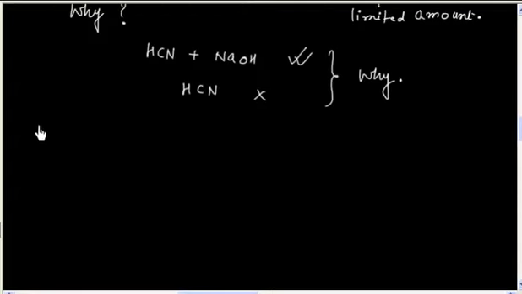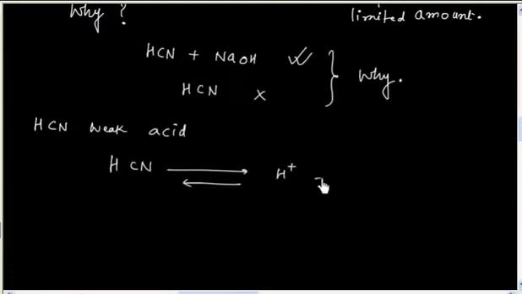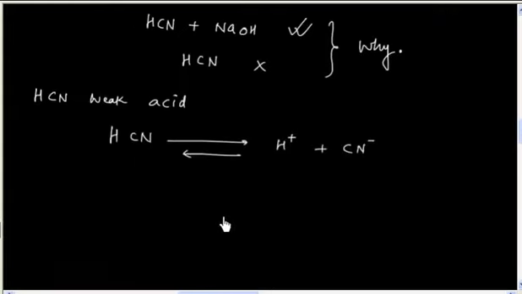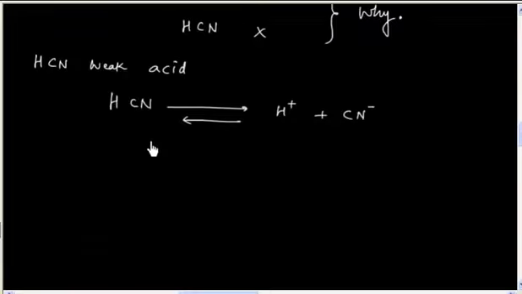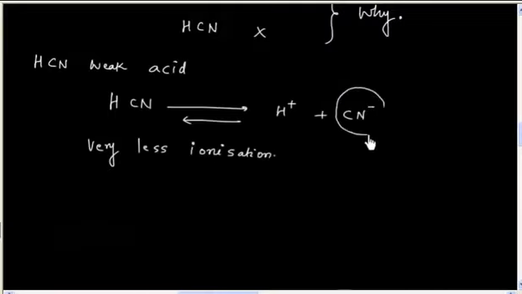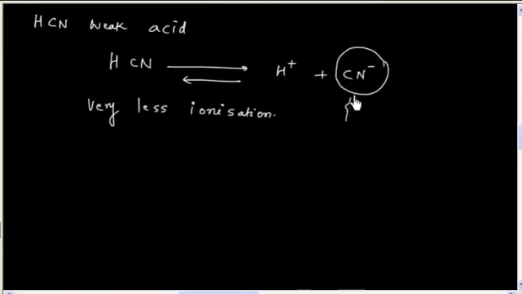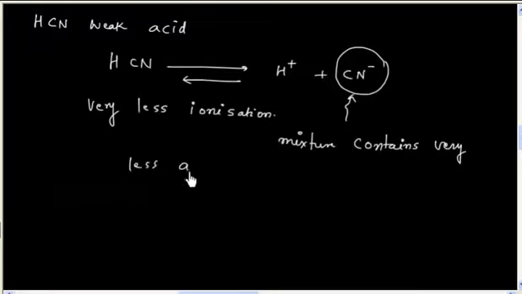Now in this case the reason is very simple. HCN is a weak acid and it ionizes to a very small extent. So this process of ionization has a very low degree of dissociation, around 2%, 3% or 1%. So very little ionization. This means the reaction mixture contains a very small amount of nucleophile.